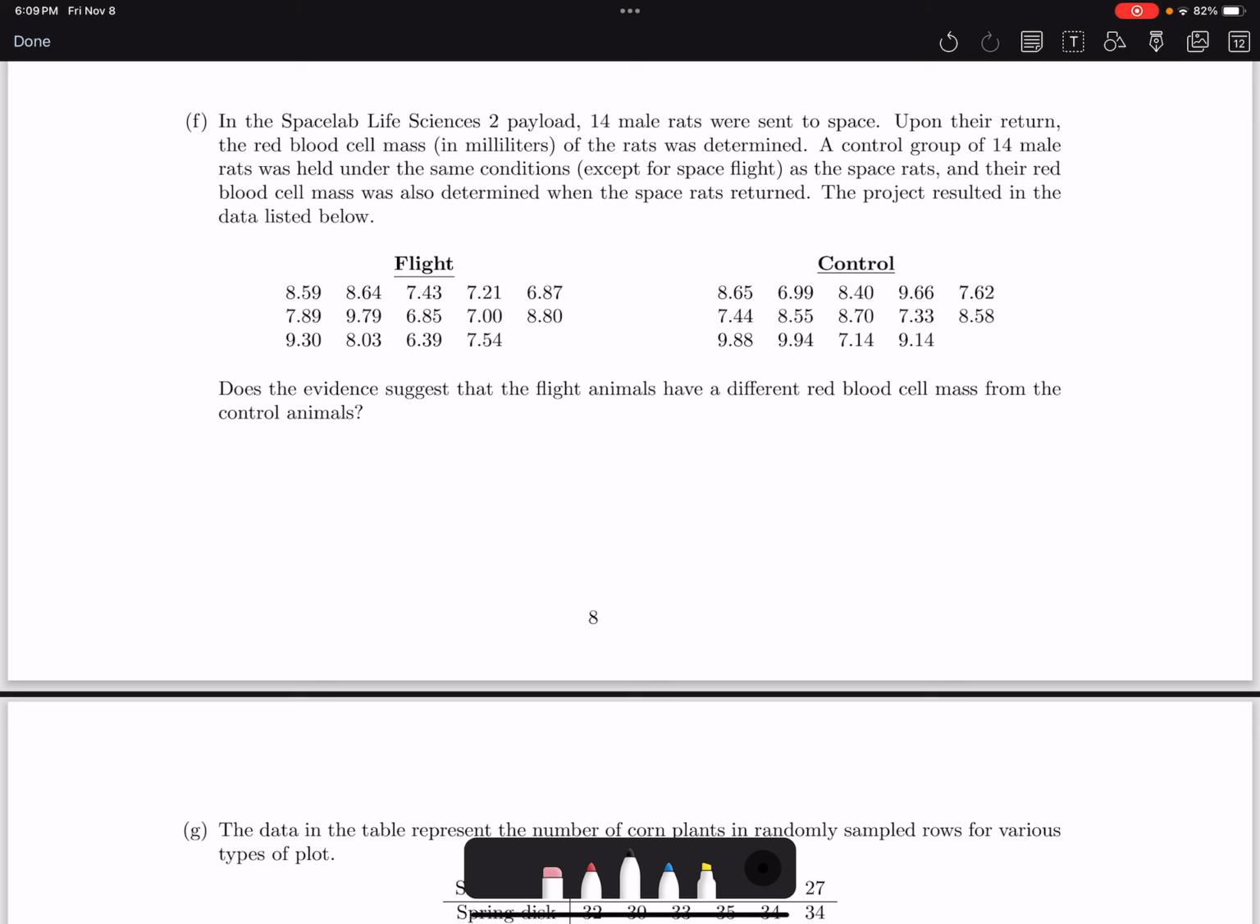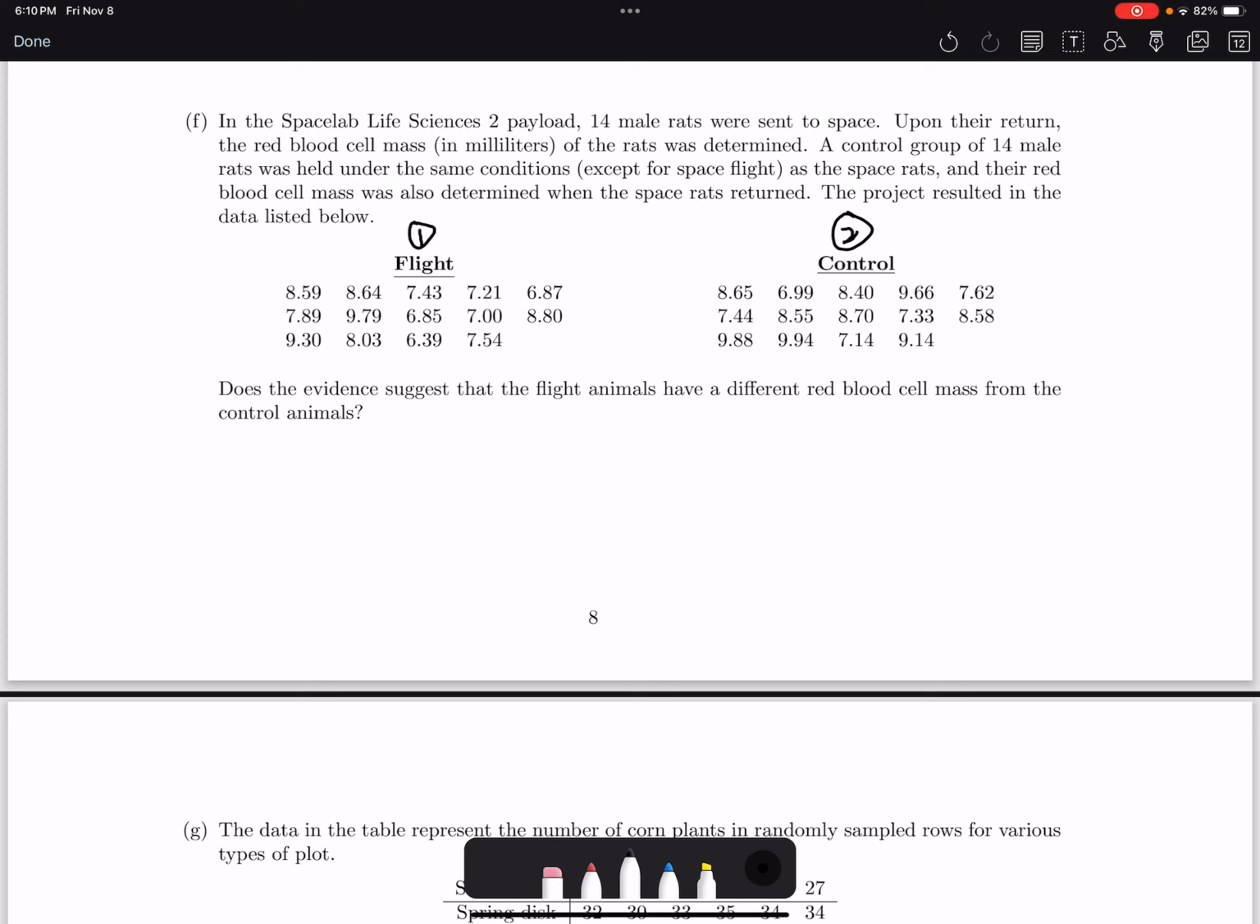We've got a group of flight animals who went to outer space, and then we have a group of control animals who stayed on Earth. Okay, so we've got these two groups, group 1, group 2. Does the evidence suggest that the flight animals have a different red blood cell mass from the control animals? Once again, doesn't look like it's saying anything about means or proportions, but we have the raw data and it's clearly numerical, so we're going to be testing means.